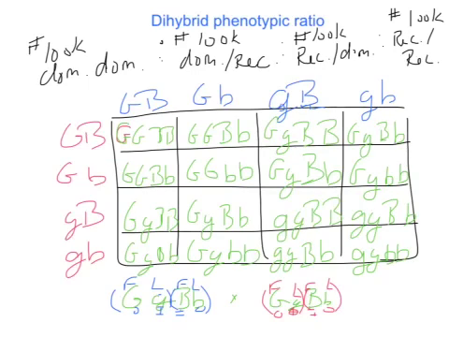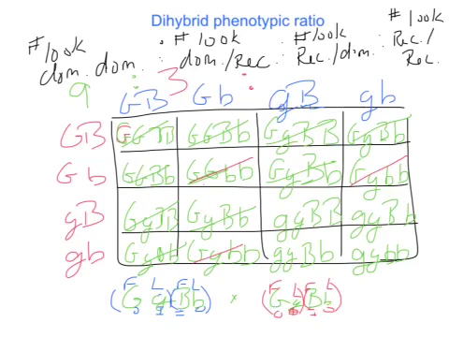So if I'm looking for how many look dominant, 1, 2, 3, 4, 5. Oh, not that one. 5, 6, 7, 8, 9. So I have 9 that look dominant. Okay, it doesn't matter if they're homozygous or heterozygous, they still look dominant. Okay, so now I need to know how many look dominant recessive. 1, 2, 3, look dominant recessive. Okay, well, how many look recessive dominant? Okay, well, I've got 1, 2, 3.